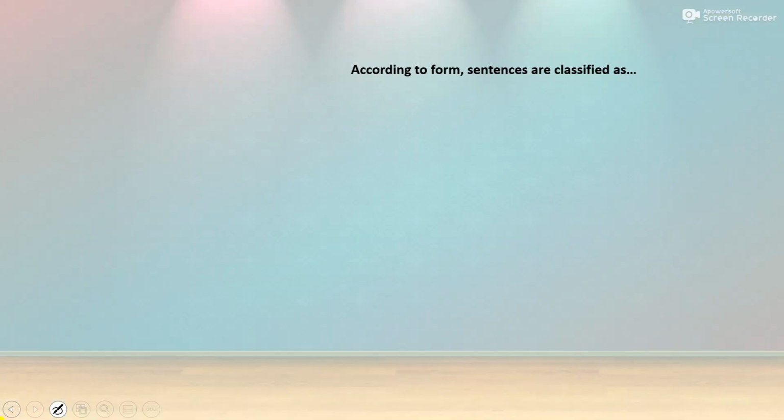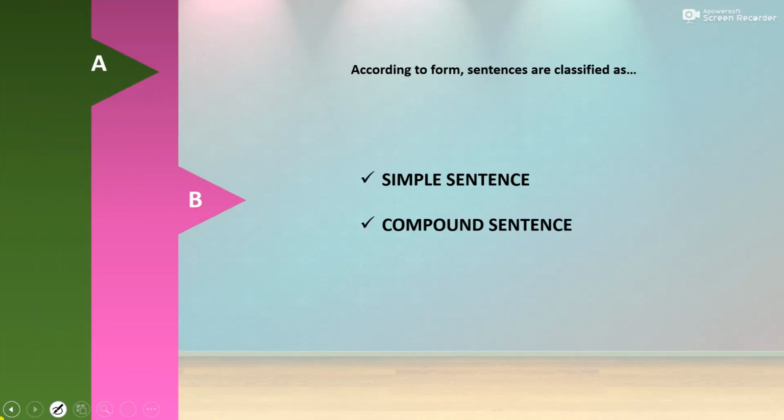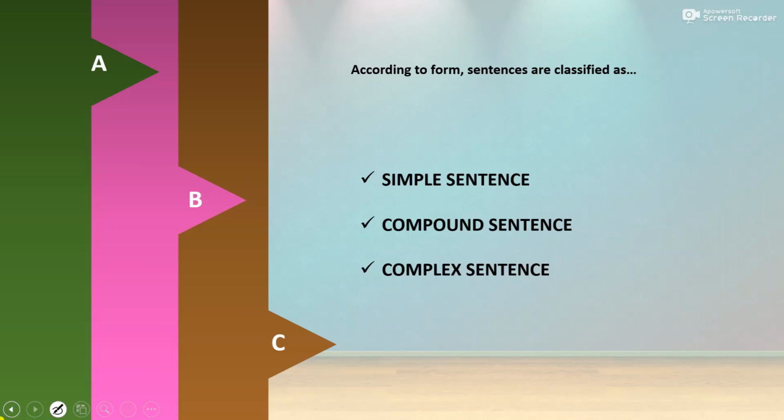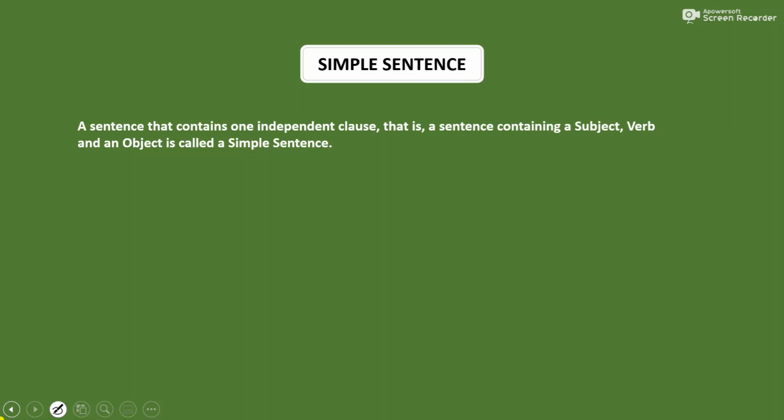According to the form or according to the structure of a sentence, sentences are classified as simple sentences, compound sentences, and complex sentences, and together they are called kinds of sentence. Now let us see what each of these actually mean. The first is a simple sentence. As the name suggests, a simple sentence is actually very simple to understand. A sentence that contains one independent clause, that is, a sentence which contains a subject, a verb, and an object, is called a simple sentence.